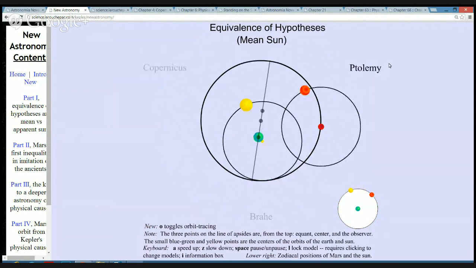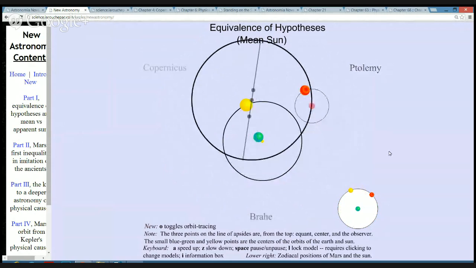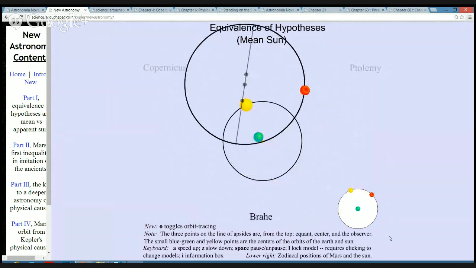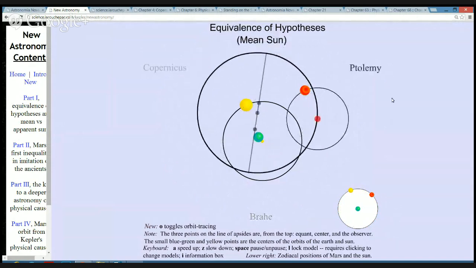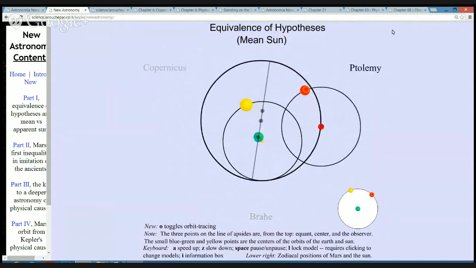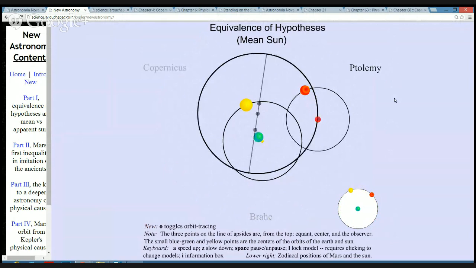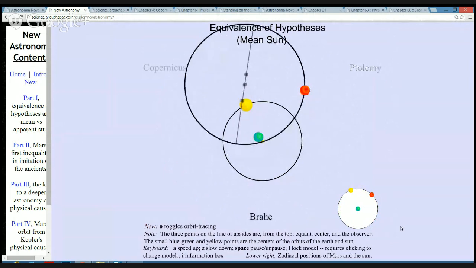For example, between Ptolemy and Brahe, hopefully you can see this, the actual planets don't change their position at all. It's really just a change of all the paraphernalia that puts them in their places. Okay, watch that again. Okay, so absolutely nothing happens between Ptolemy and Brahe.